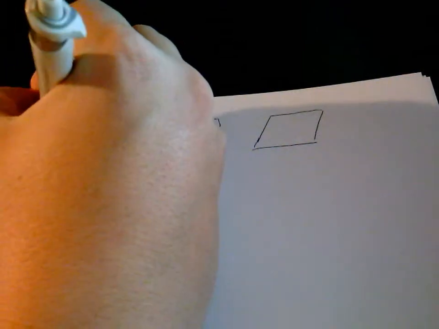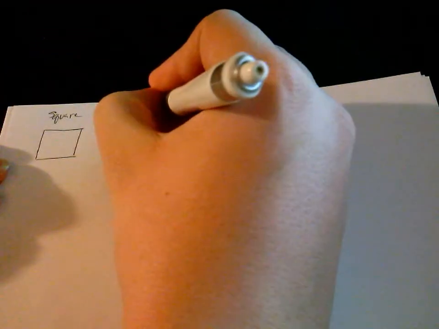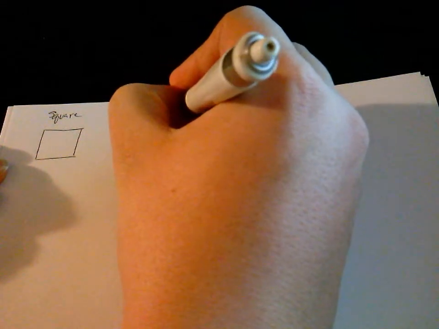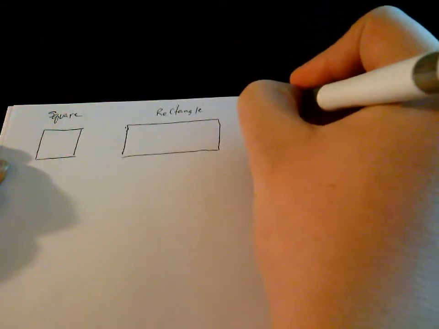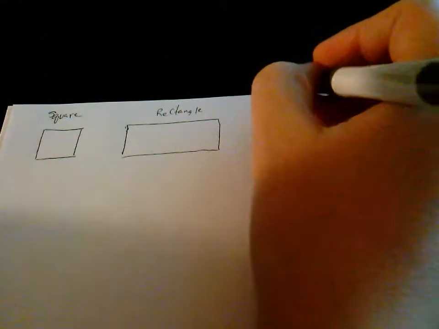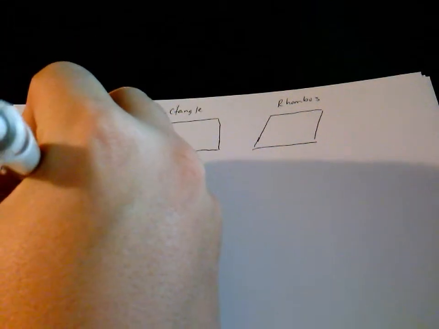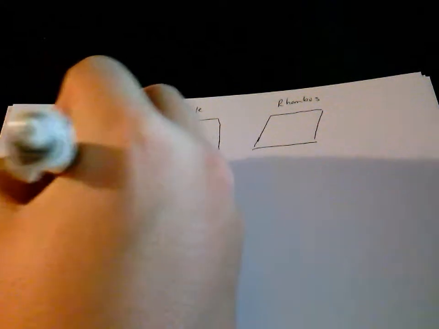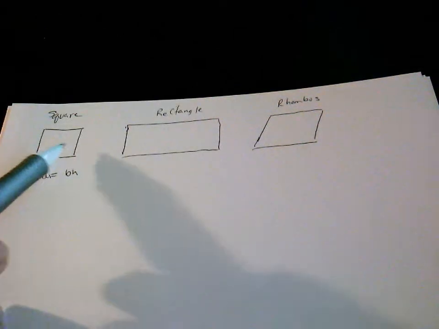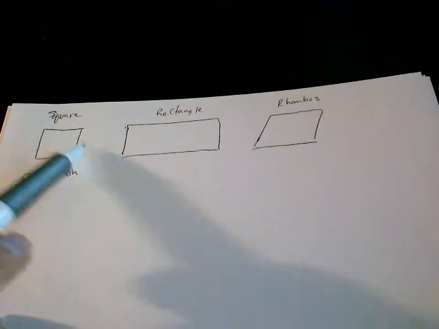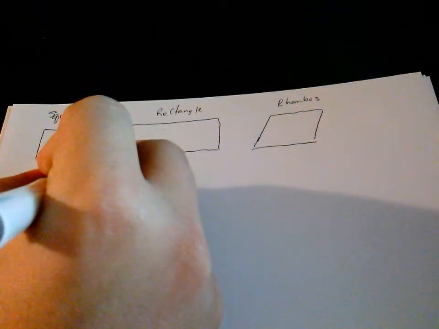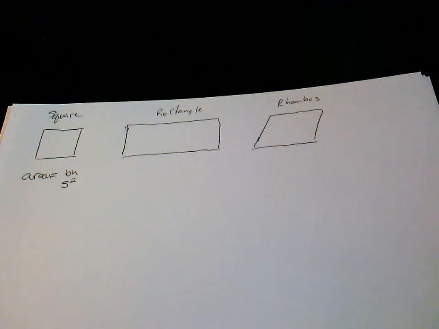Square, rectangle, rhombus. Now, square, it has some special properties that a parallelogram does not. One is that the area is still base times height, but the height you don't have to find from the middle anymore, so it's base times height, or it's just the side and you square it. It means the same thing.